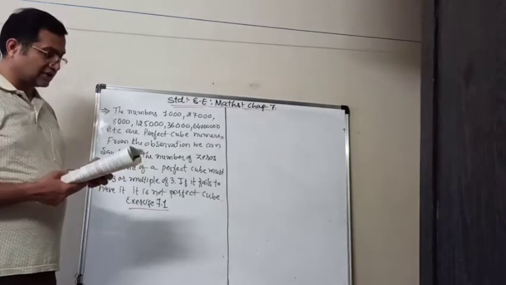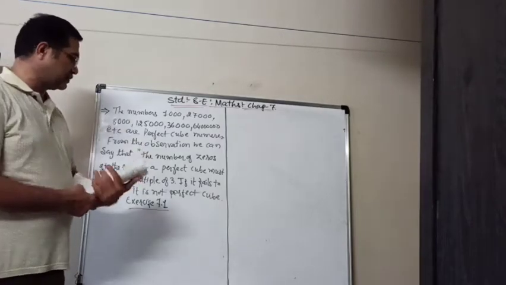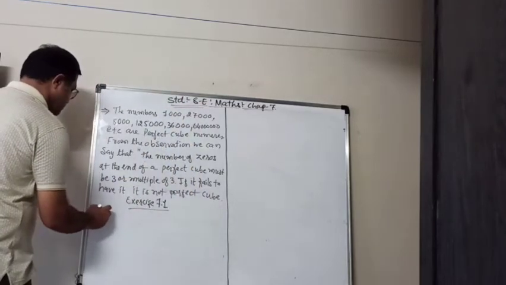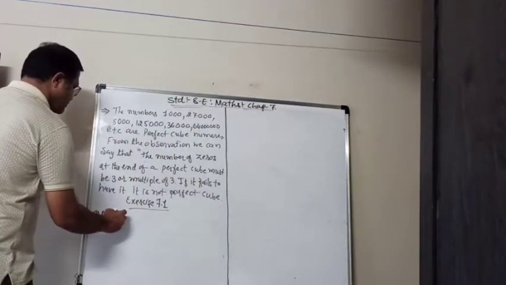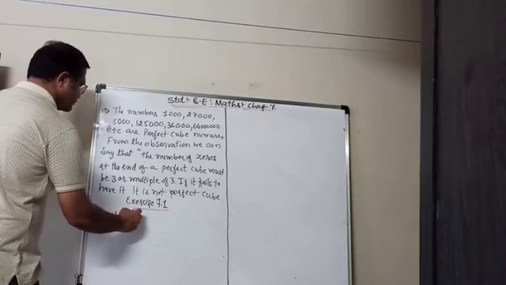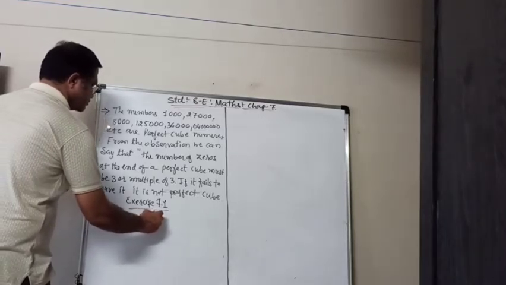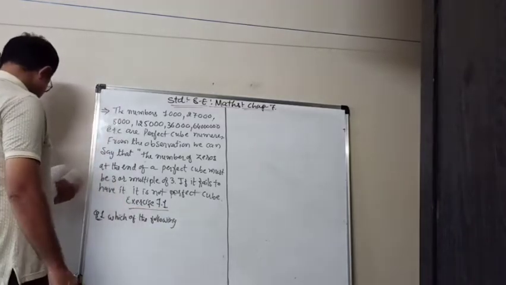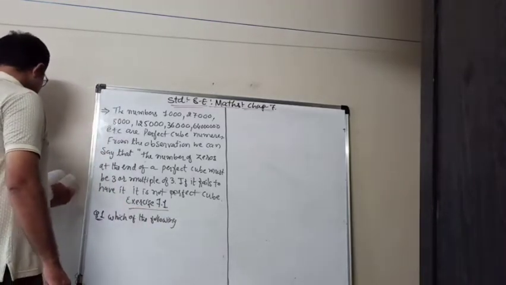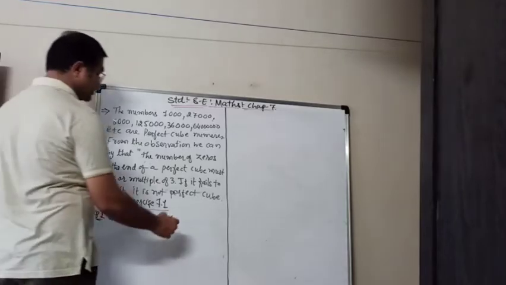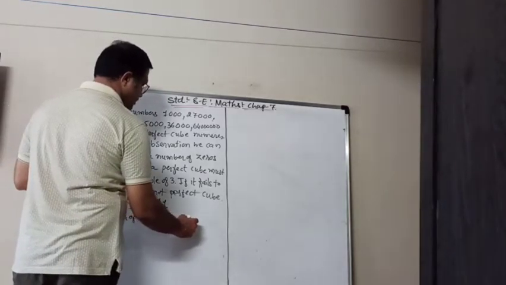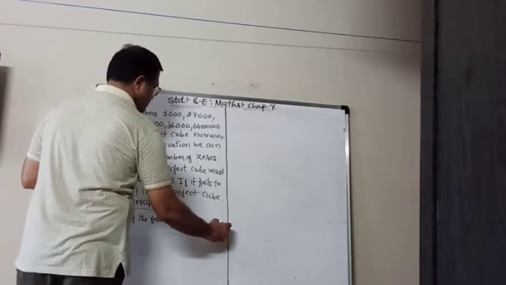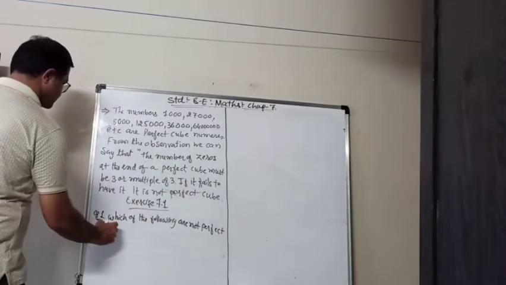Now we are going to start exercise 7.1. Question number 1. Which of the following numbers are not perfect cubes?